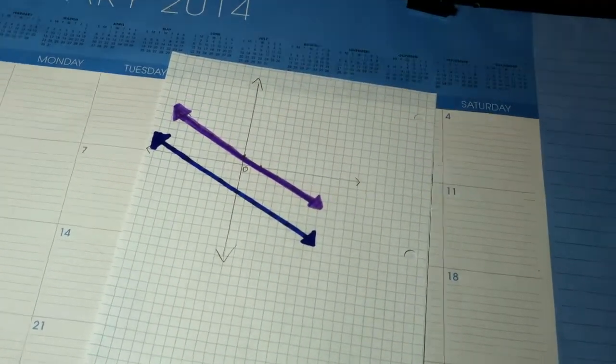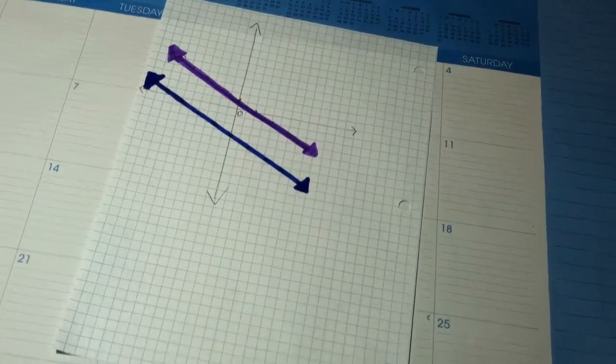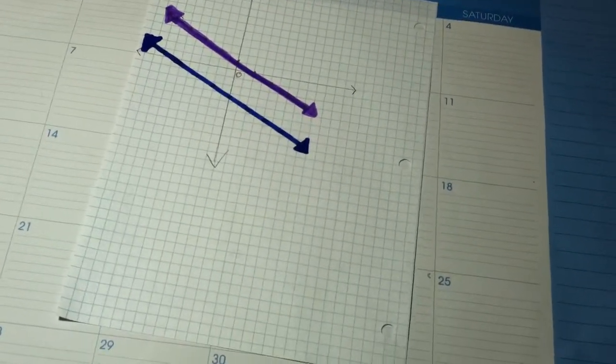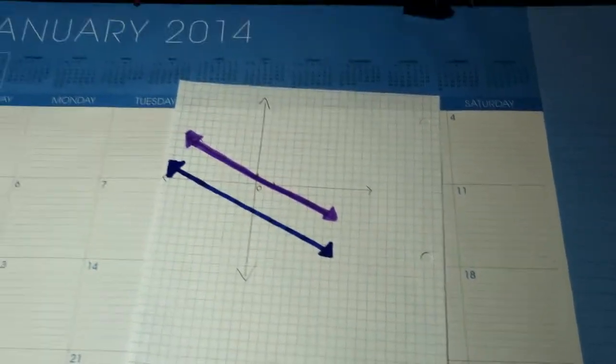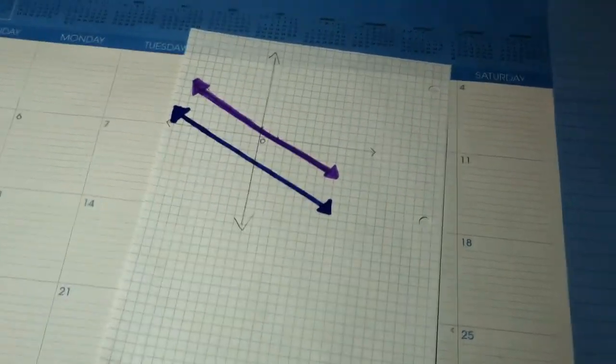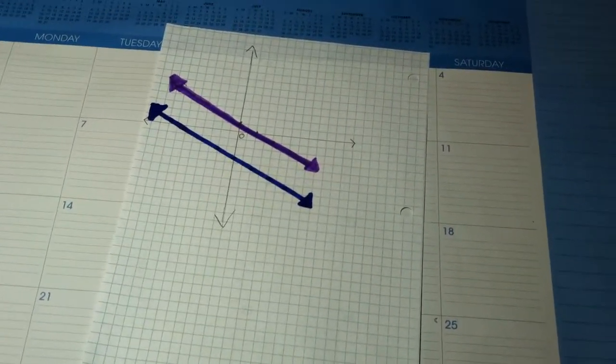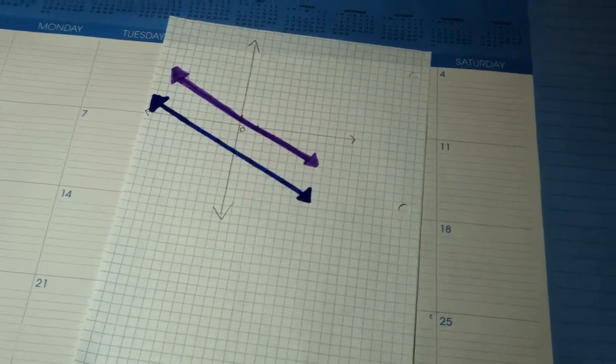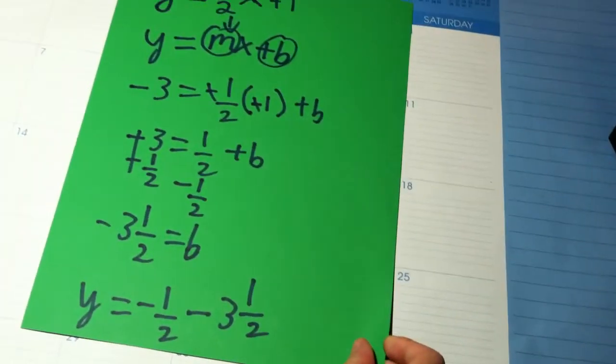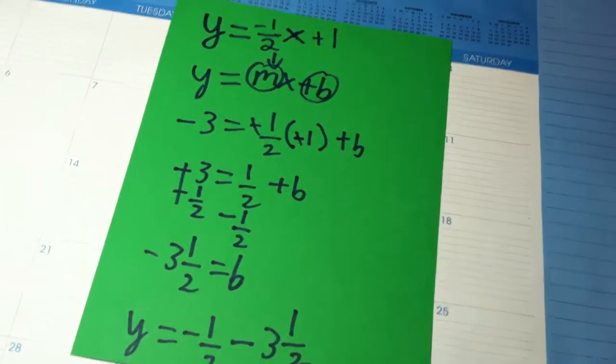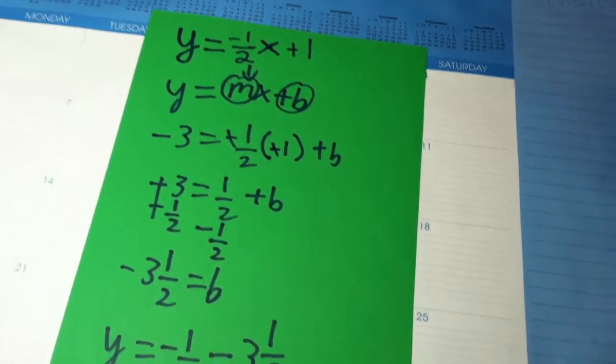Let me just read the question again. Graph the line that is parallel to the given line and passes through the point -1, -3. So I'm going to quickly put up the math again, just so that you guys can see exactly what we did. And that, in short, is how you figure out how to graph this line.